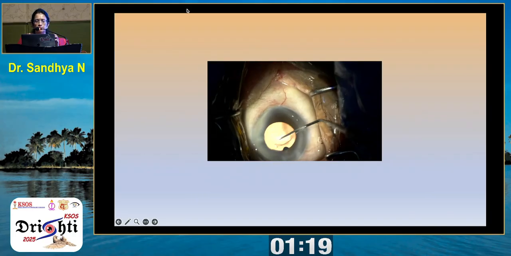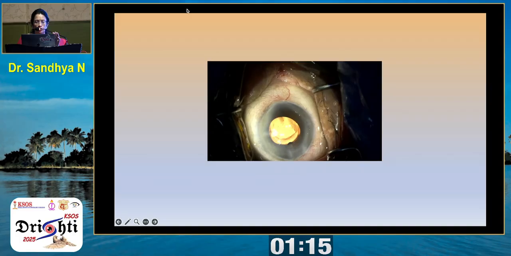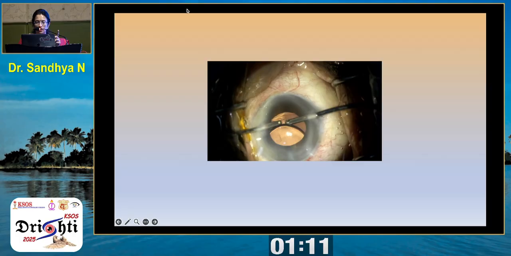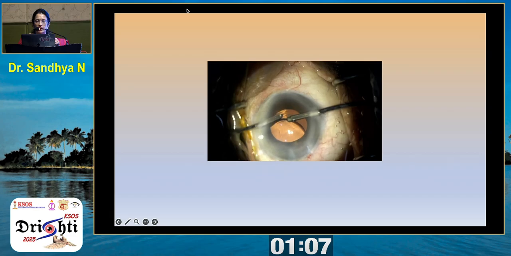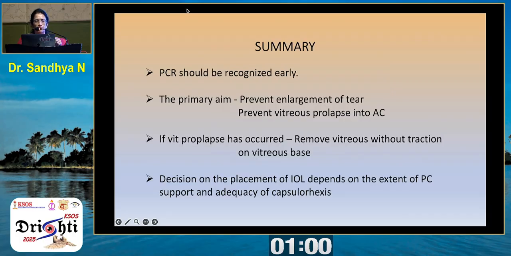So many a time when PC rent happens, we will be wondering how it occurred. But most of the time, it is because of our mistake, something we would have overlooked. For example, here, the opening of the aspiration port was directed outside, and that injured the posterior capsule and produced this PC dehiscence.